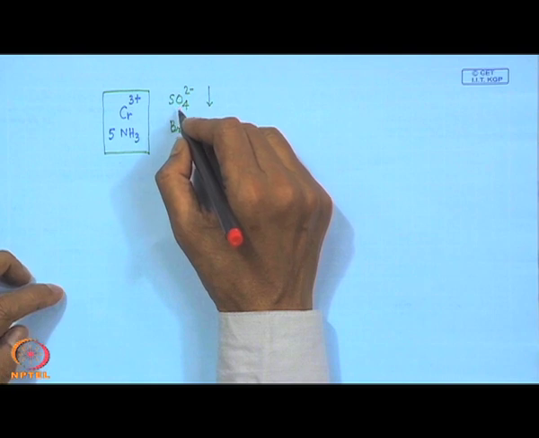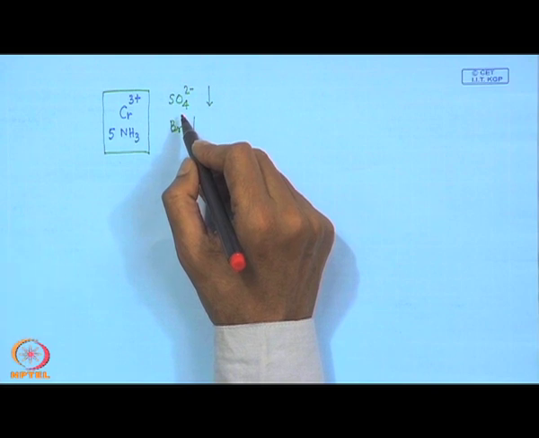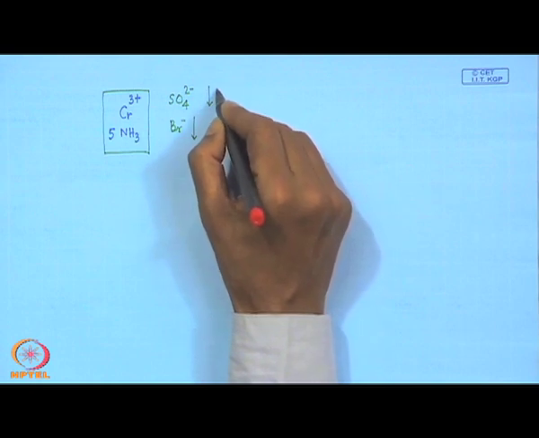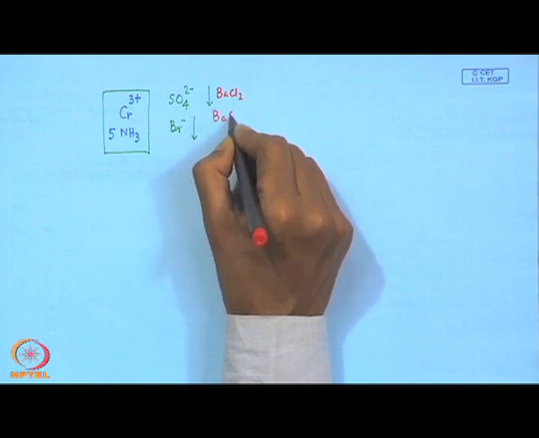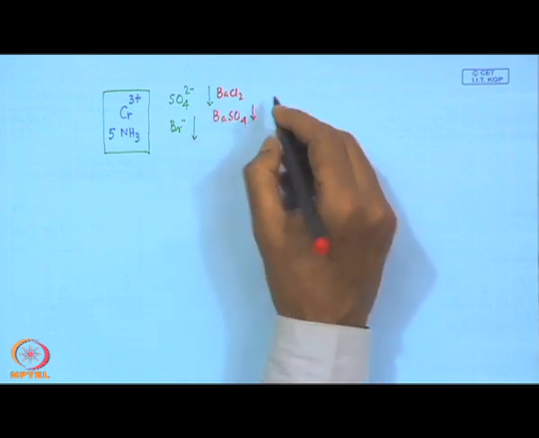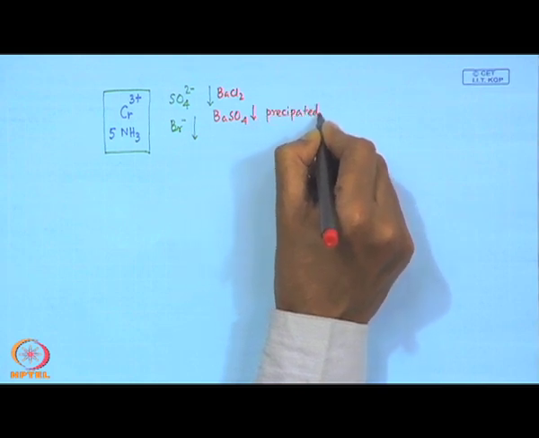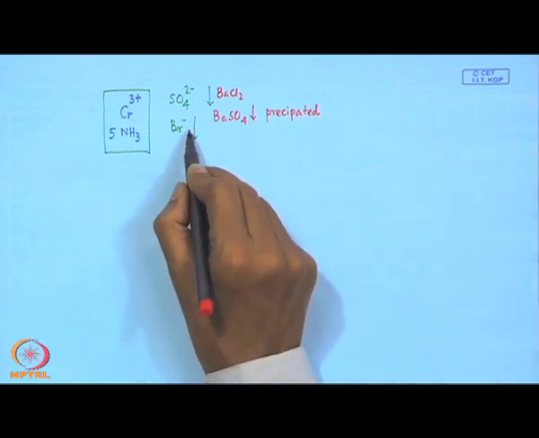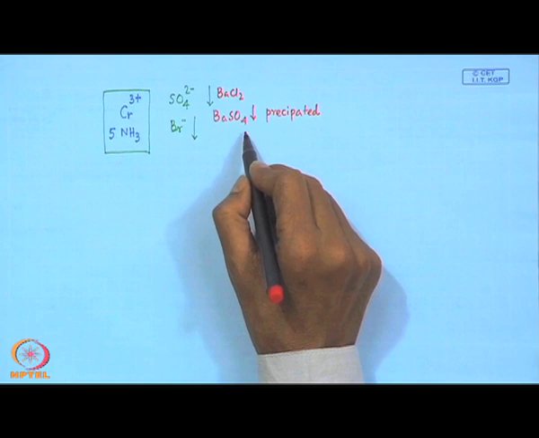If they are outside the coordination sphere, that can be very easily identified. If sulphate is present outside the coordination sphere, it will simply behave as an ionic salt like sodium sulphate. It is a complex salt of sulphate, and if we add barium chloride, barium sulphate will be precipitated. This is not possible when sulphate is inside, binding to the chromium center. In that case, barium sulphate will not be precipitated.